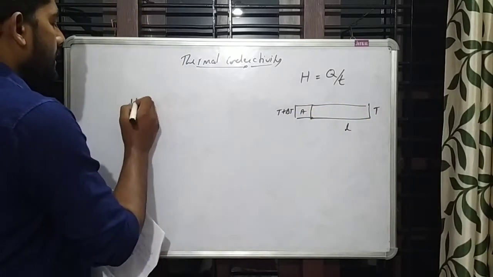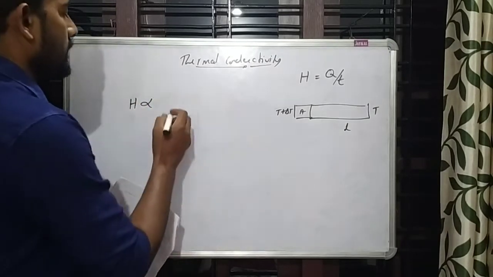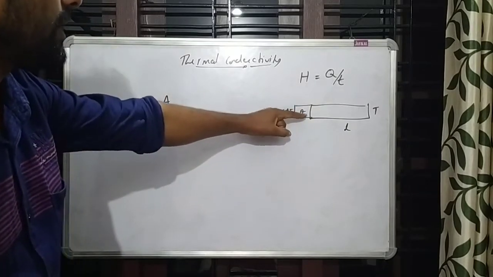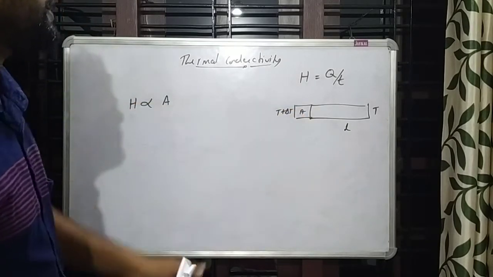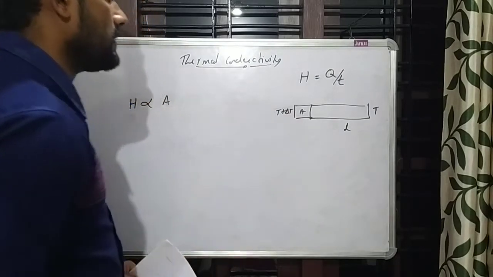The rate of flow of heat, H, is proportional to the area of cross-section. If the area of cross-section of this bar increases, then the flow of heat also increases. And this is directly proportional to the temperature difference.